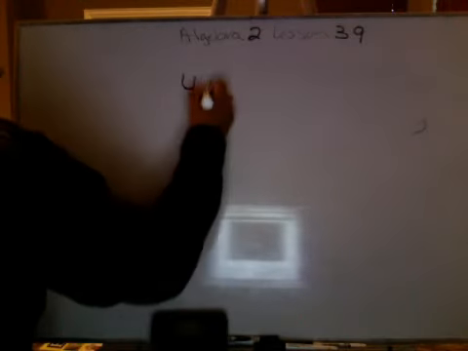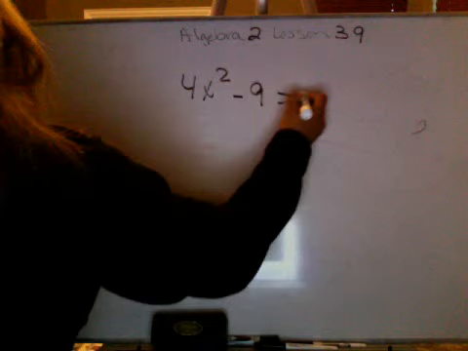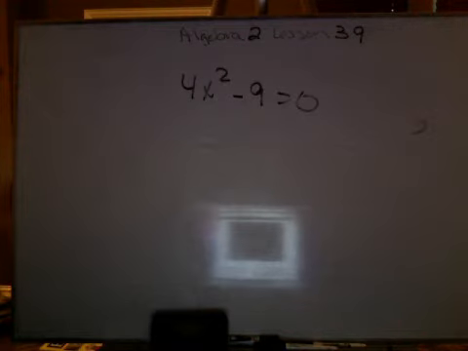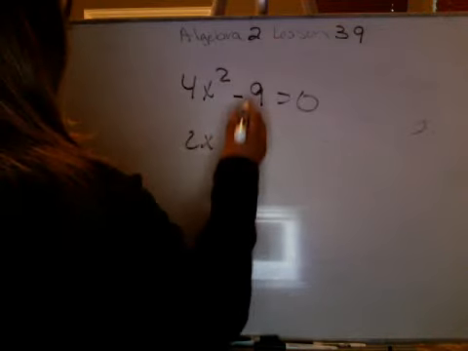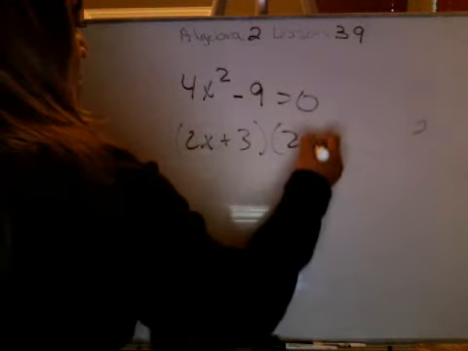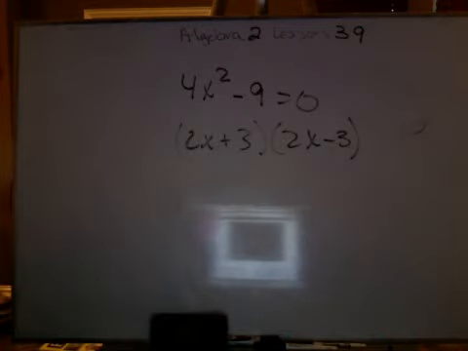Not a procedure, you just factor. So let's look at one. We have 4x squared minus 9 equals 0. We have a difference of squares here. So we can do 2x plus 3 times 2x minus 3. Then you can set them equal to 0, use the zero theorem, and solve for x. You get 3 halves and negative 3 halves.